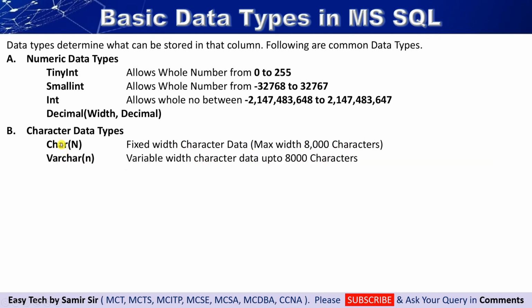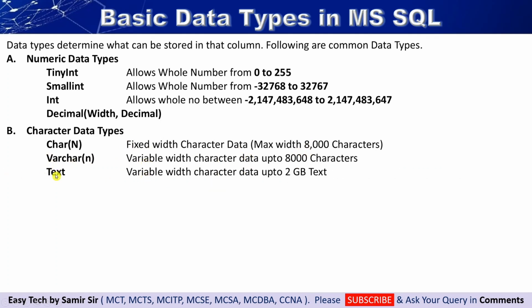Whereas if you define any column with varchar, it takes variable width data up to 8,000 characters. Now the difference between char and varchar: char will take fixed width. So even if you have used only 10 characters, it reserves 8,000 character width for that particular column, but varchar will take only the number of characters used.